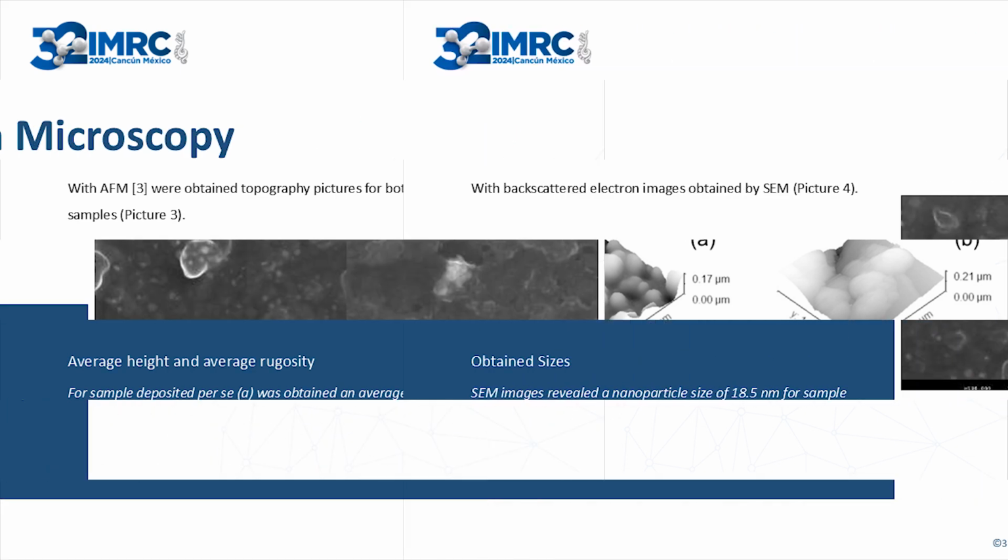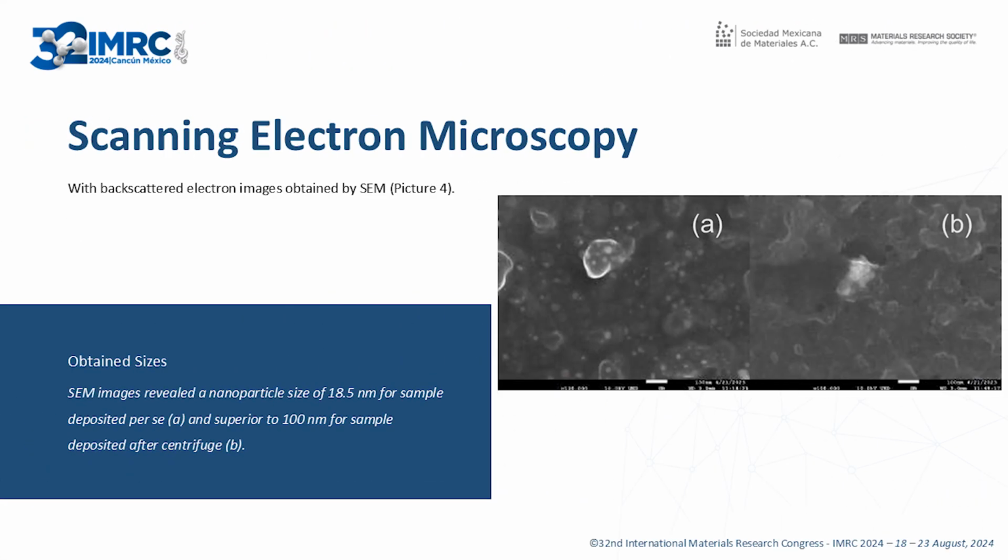With scanning electron microscopy, backscattered electron images were obtained for both types of samples, as shown in picture 4. The images reveal a nanoparticle size of 18.5 nanometers for the sample deposited per se and greater than 100 nanometers for the sample deposited after centrifuge.